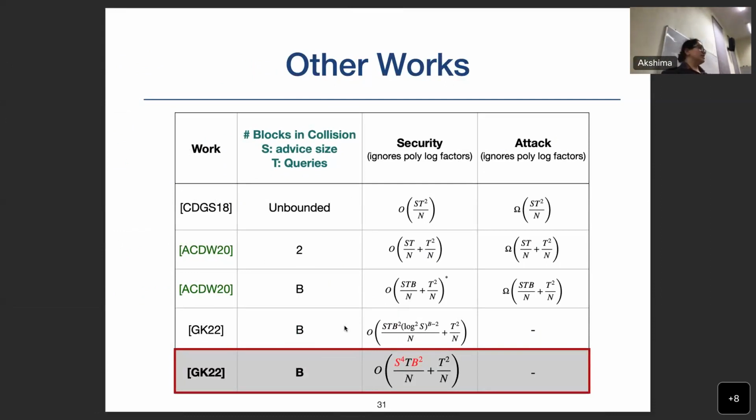So this told us nothing. It just told us that for B equals 2, maybe the attack, or whatever bound Coretti et al. gave, was very pessimistic, and maybe Merkle-Damgård is not that bad.